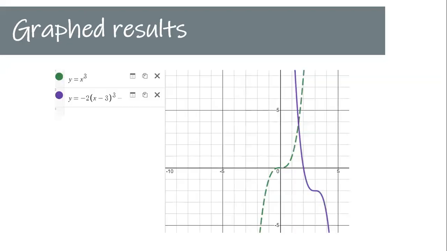If we wanted to graph this, we can see it. Our original function is this dotted green line. It's the cubic function. And our new function is this solid purple blue line, okay? So we can see that we moved down 2 units, that we shifted to the right. Oh my gosh, my mouse is freezing. Okay. And that we reflected. So we moved down 2 units and we reflected.